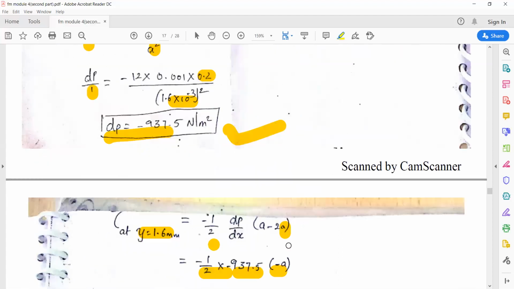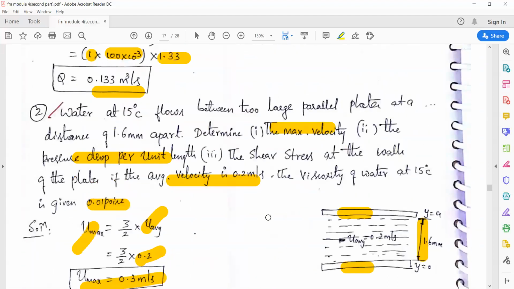So I think that is what they have asked you to calculate. They have asked you to calculate the maximum velocity, the pressure drop per unit length, and the shear stress at y is equal to 0 and y is equal to A for the given data.